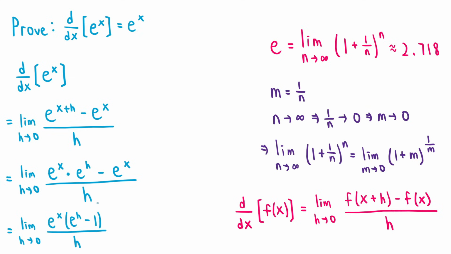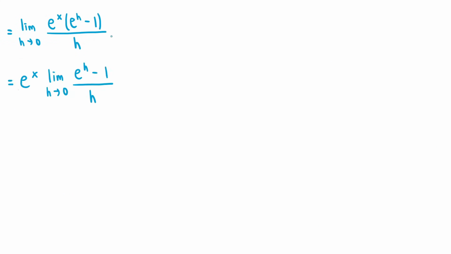We can also factor an e to the x term from each term in the numerator, so this just becomes the limit as h approaches 0 of e to the x times e to the h minus 1 all over h. The limit is in terms of h, so the e to the x term, which is in terms of x, can be treated as a constant, so we can bring that to the front of the limit as a constant multiple, so this becomes e to the x times the limit as h approaches 0 of e to the h minus 1 over h.